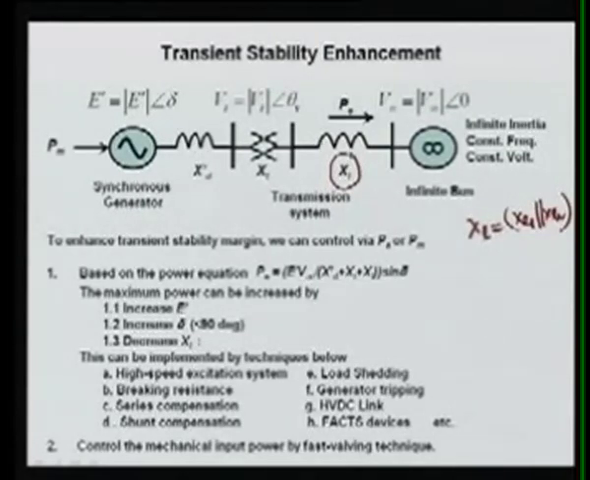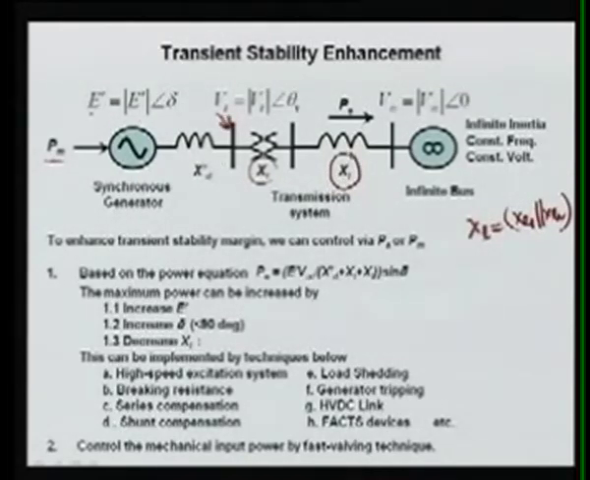This is your synchronous generator, and PM is your mechanical power feeding this generator. This is Xd prime, the internal reactance of this generator. XT is the reactance of the transformer, and this is your terminal voltage of the generator.